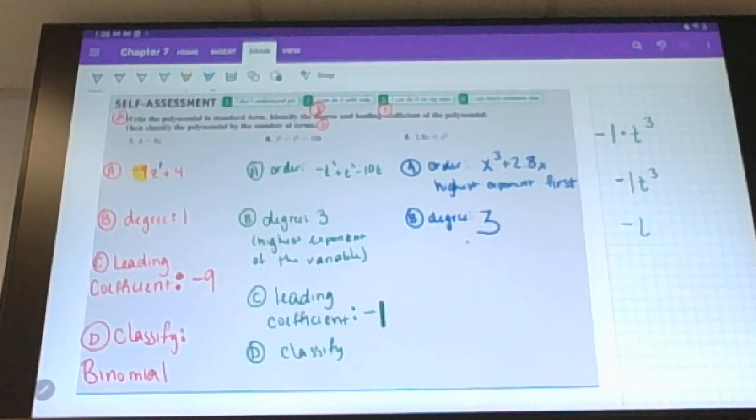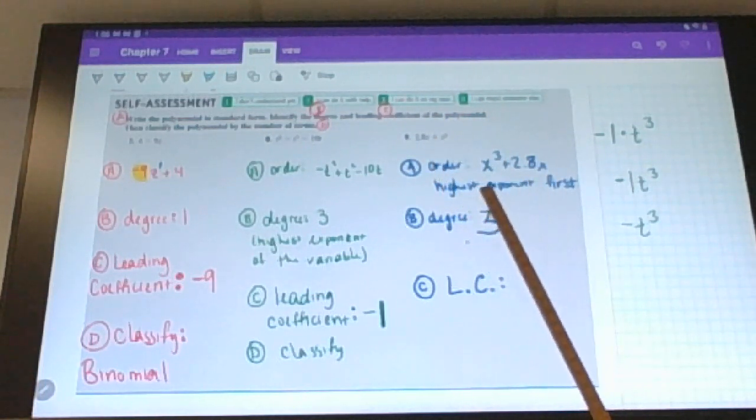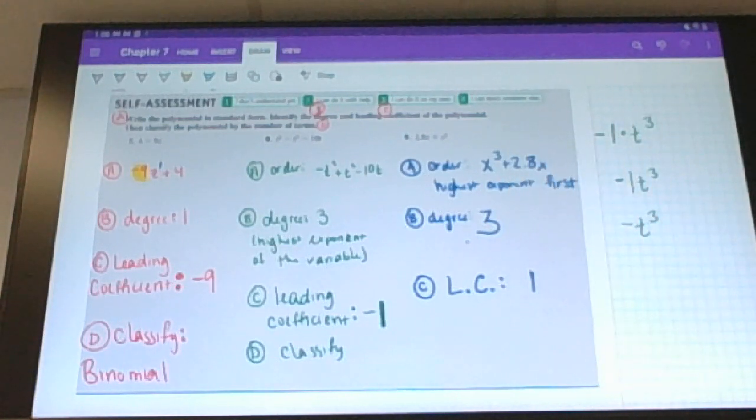So for number 9 it would be 1. Yes, number 9 is one. For leading coefficient, I'm not writing it out, I'll do a capital LC. Don't look at this, look at when it's in order. I'm not switching the x into 1. I'm looking at the invisible one in front of it.